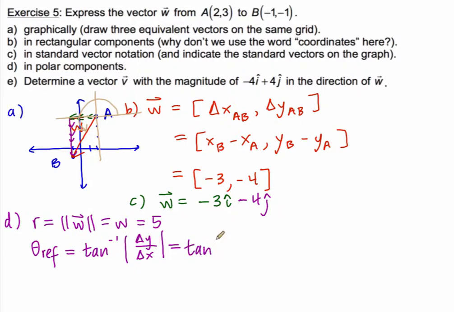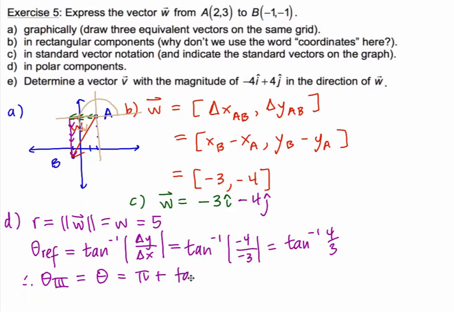So here we have tan inverse of -4 over -3 in absolute values, which is just tan inverse of 4/3. And therefore our actual angle in standard position, a quadrant 3 angle, is going to be pi plus the reference angle. And lastly, we want to determine a vector v with the same magnitude as -4 i hat plus 4 j hat, that is in the direction of w. So we are looking here at vector w as having a certain direction, namely the angle that we found in part D, and we want the same magnitude as the given vector.